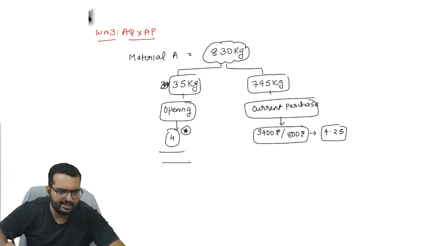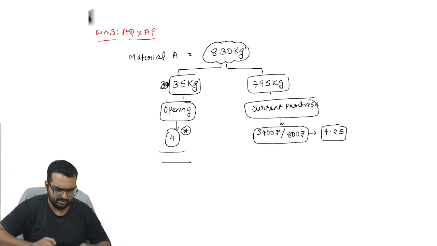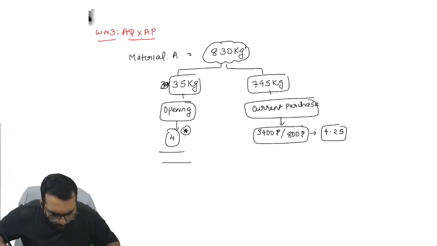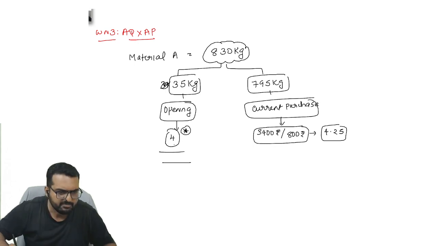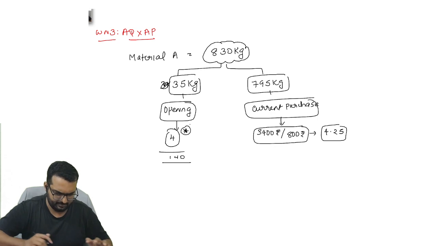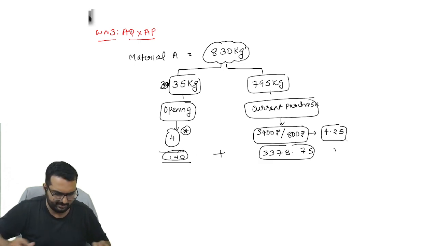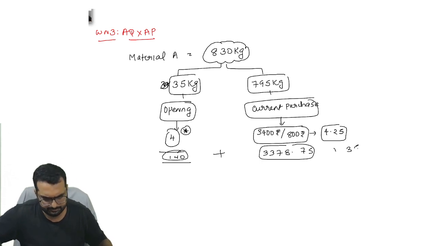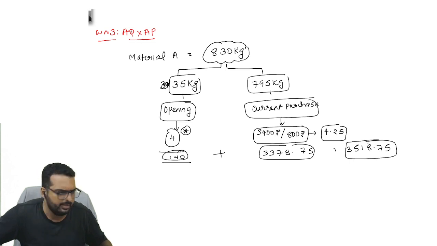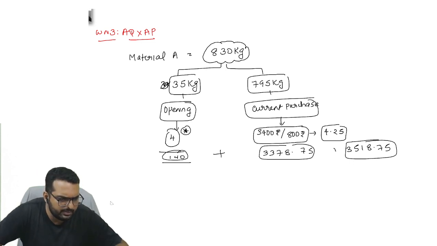So if that is the case, my AQ into AP will turn out to be how much? Here it will be 140. Here it will be 3378.75. So if you add up these two things together, what's the answer you will get over there? 3518.75. Is everybody clear with this part?